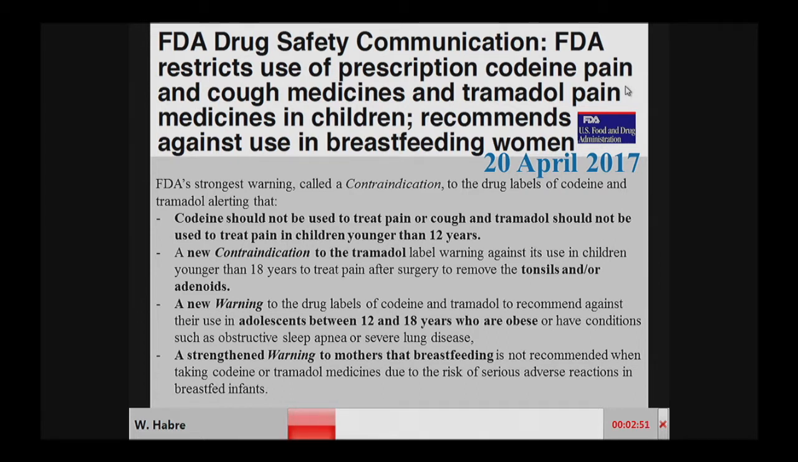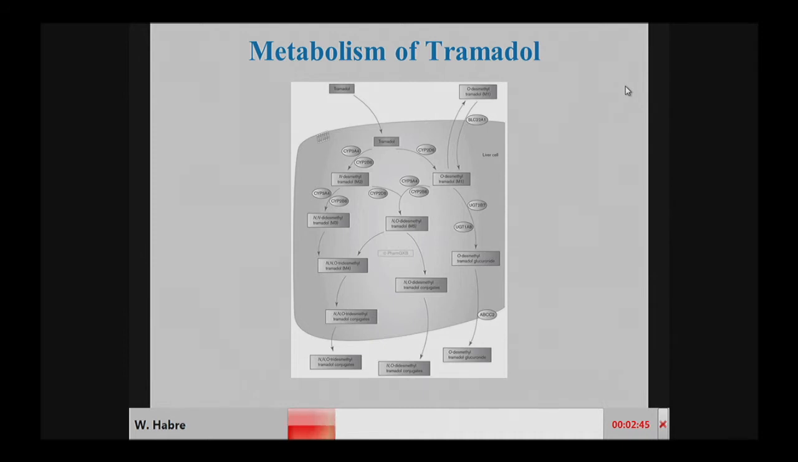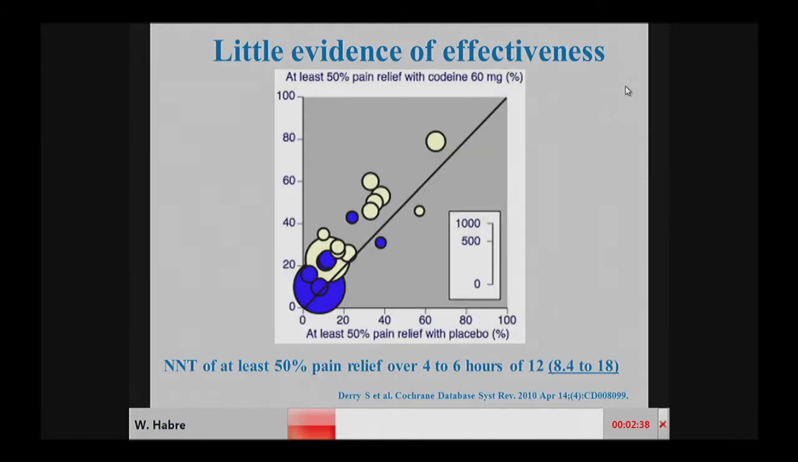That's why I think it was important to show you. This just came out, and we are in trouble now because we don't know what to do. And you can see that it goes through the cytochrome P450 2D6, the same as codeine. Right. So why should we use codeine?